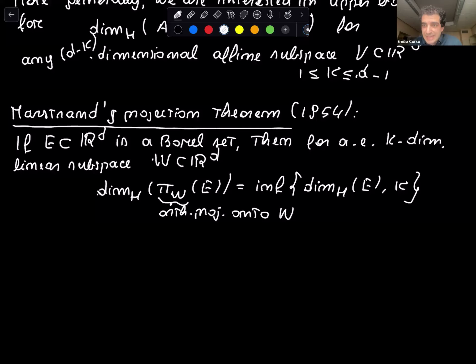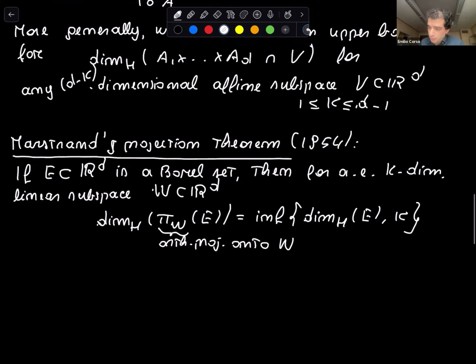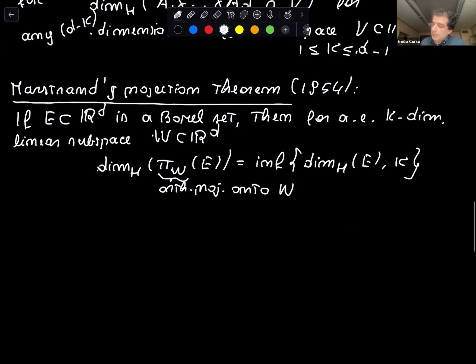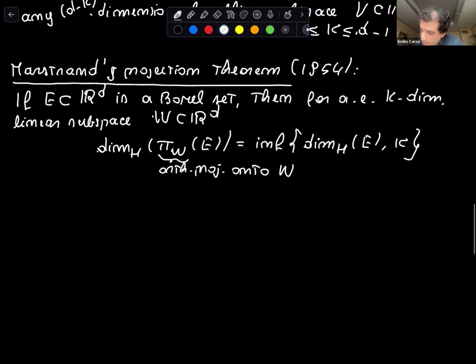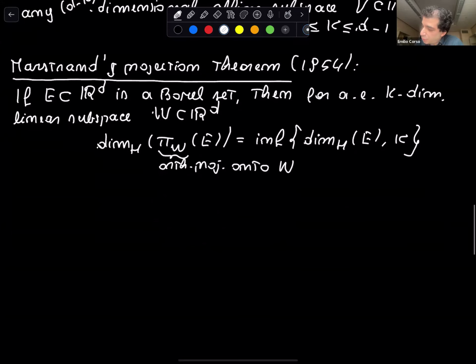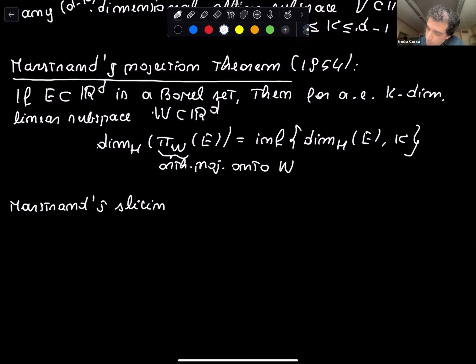Let's interpret this in the language of slices, which is most natural for our problem. Well, there is a version of Marstrand's projection theorem, which is called Marstrand's slicing theorem, only slightly less celebrated than the projection version. What do we expect in view of the projection theorem? That's also the same paper. What do you expect in terms of slices?